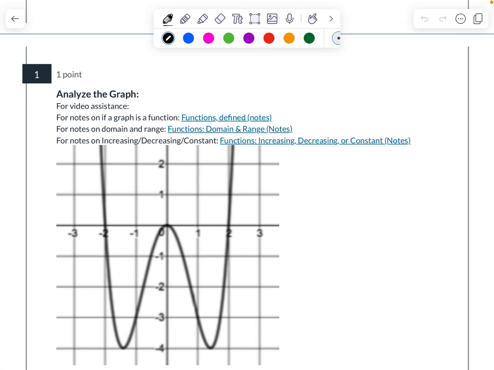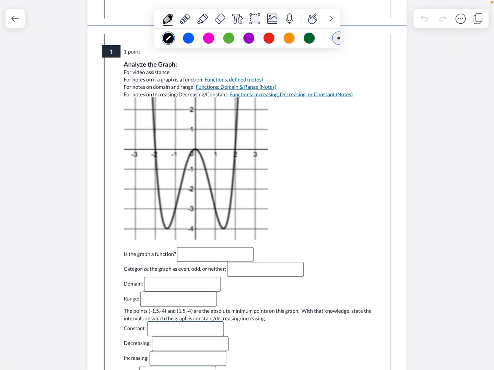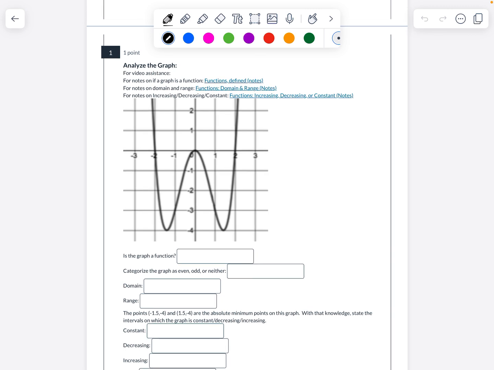Friends, this video is going to be on analyzing functions. We've done bits of analyzing functions, now we're going to put it all together. So this is our picture. And the first question is, is the graph a function? And yes, the graph is a function.